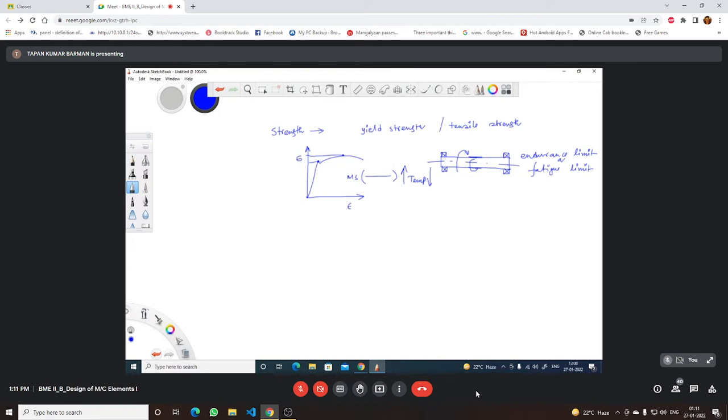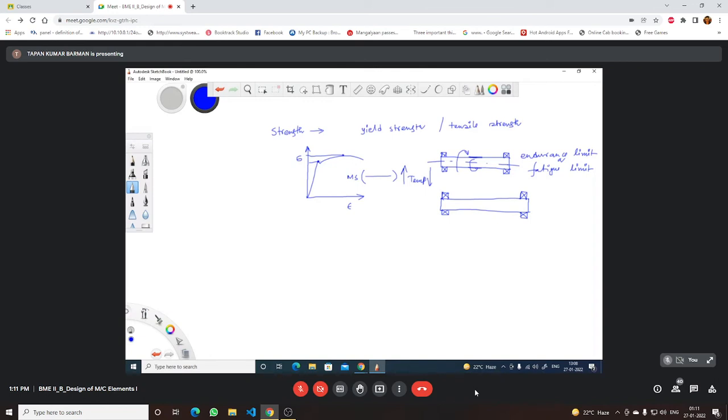Say for example, we have one component. Say there is one shaft with some attachments, but this shaft is here for say 1 year or say 2 years, 3 years, 5 years, 10 years. Then what will happen?